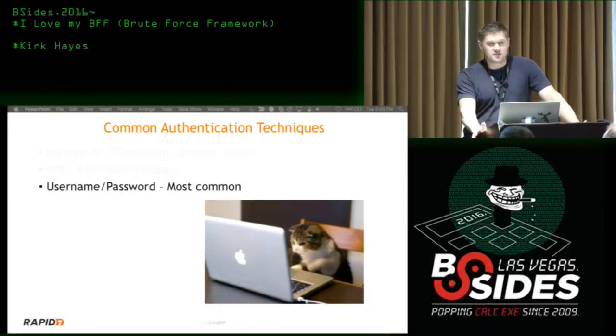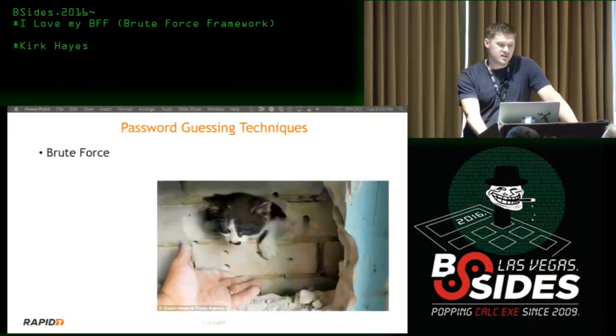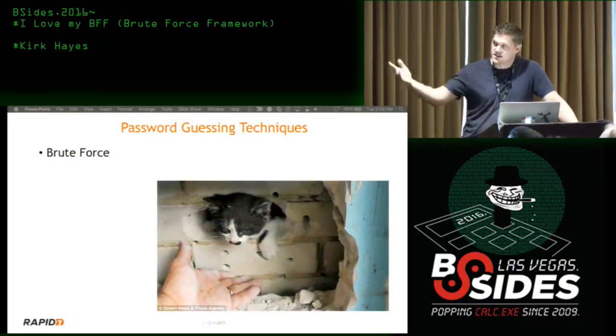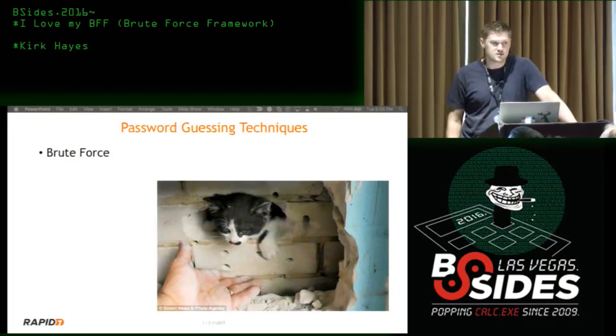Realistically, people are pretty predictable with their passwords, right? So those are usually pretty easy to guess, but we have a couple different ways to figure out what those passwords are once we have usernames. First is brute force. Like this kitten, it used brute force to get through this wall, just kept pounding in one spot until it got through. Brute force is as many passwords as we can throw at an account until we get in. Simple.